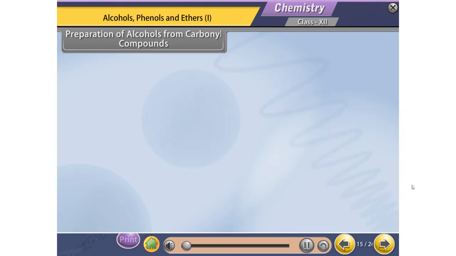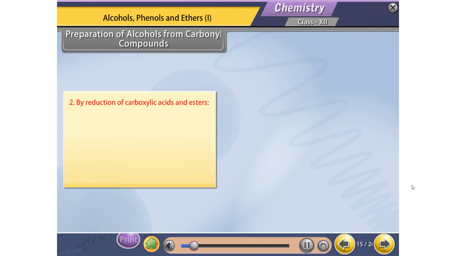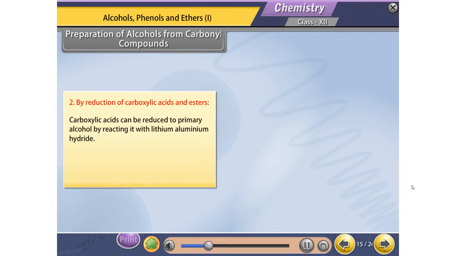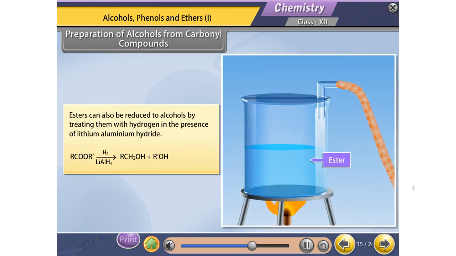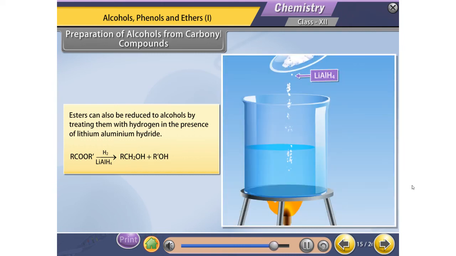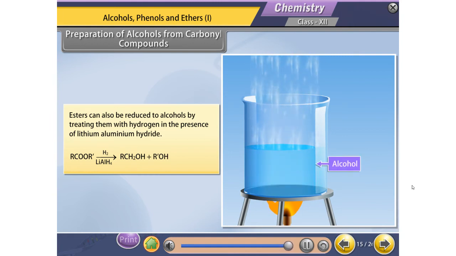Preparation of alcohol from carbonyl compounds by reduction of carboxylic acids and esters. Carboxylic acids can be reduced to primary alcohol by reacting them with lithium aluminium hydride. Acetic acid treated with lithium aluminium hydride and then water forms ethanol. Esters can also be reduced to alcohols by treating them with hydrogen in the presence of lithium aluminium hydride.